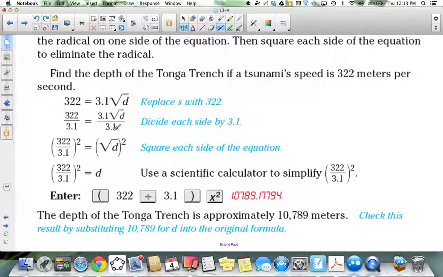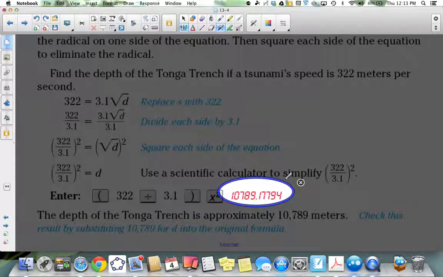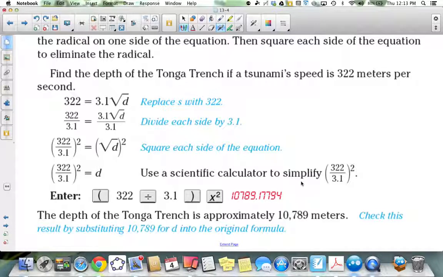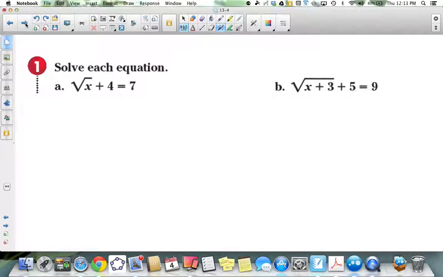And finally, we square both sides to take away the radical sign. If you square both sides and enter it in the calculator, this is the value that you get. Now, what does this value represent? It represents 10,789 meters. The depth of the Tonga Trench is approximately 10,789 meters. Okay, let's move on and consider these two examples.